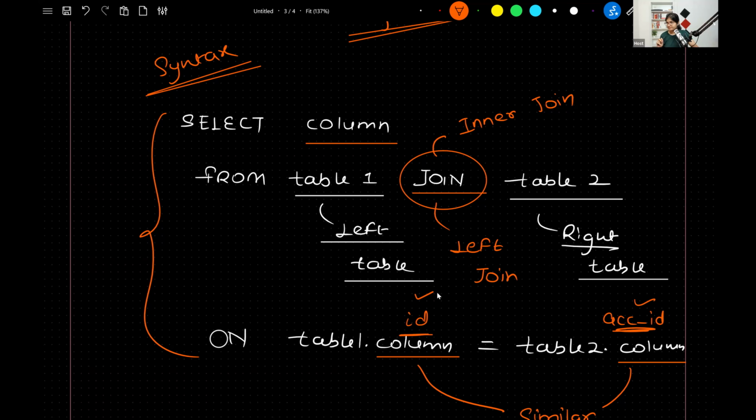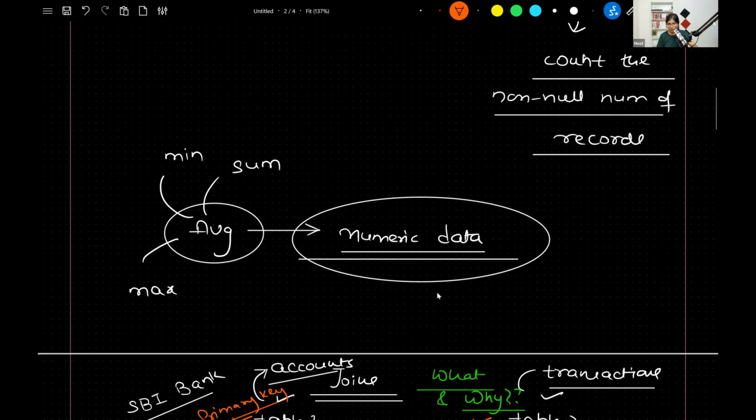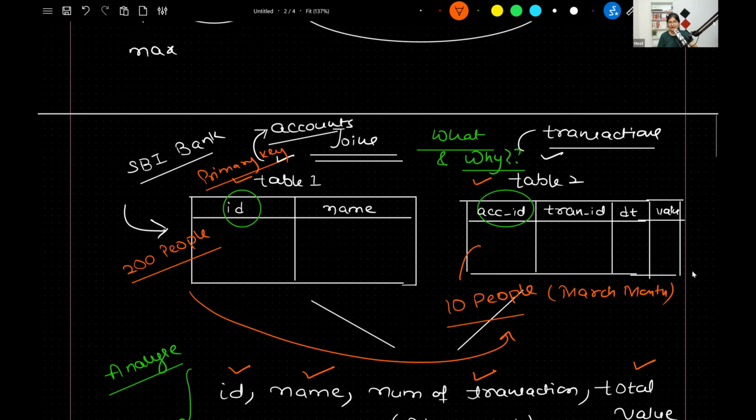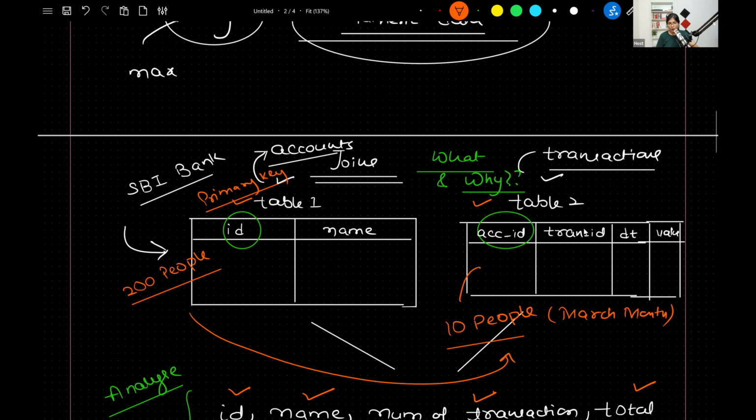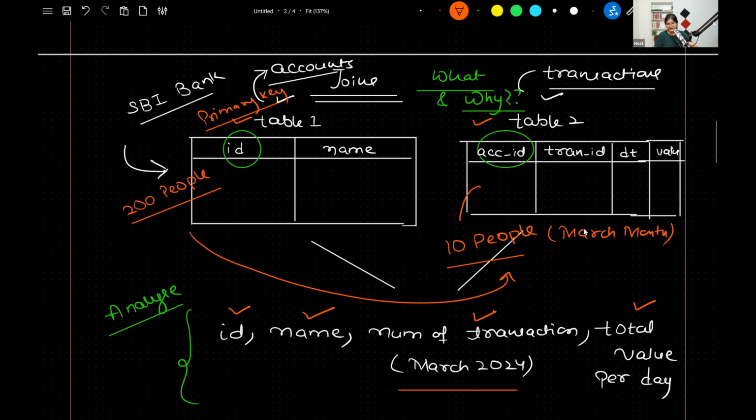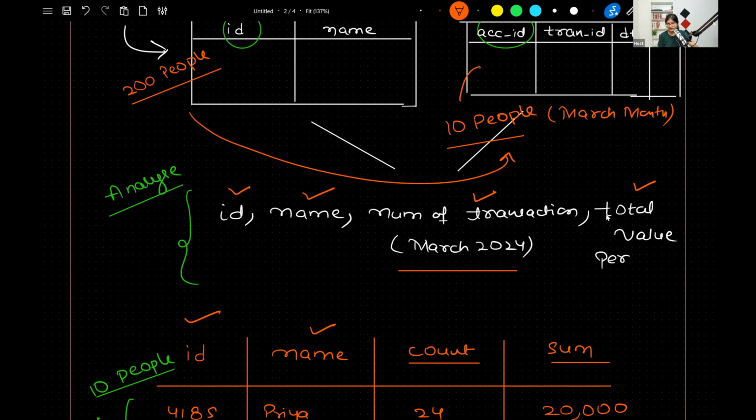Make sense? Yes. Let's say I want to write a query for the same question. Now, what query will I write here? How will you be able to get the ID, the name, the number of transactions, and the total value? Ma'am, I should not say per day, total value in the entire March month.